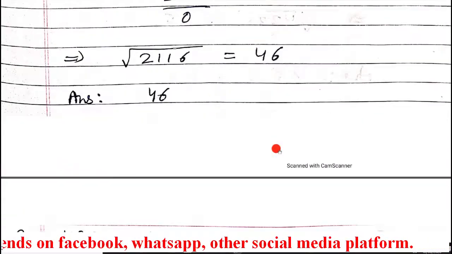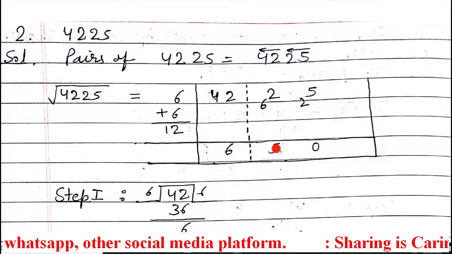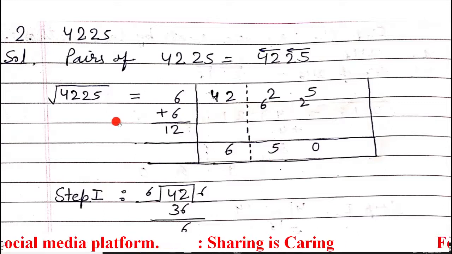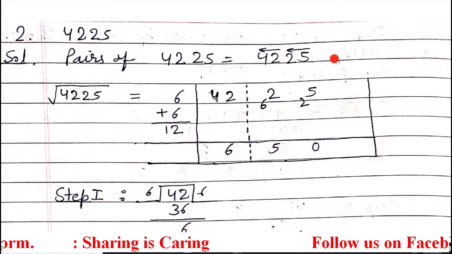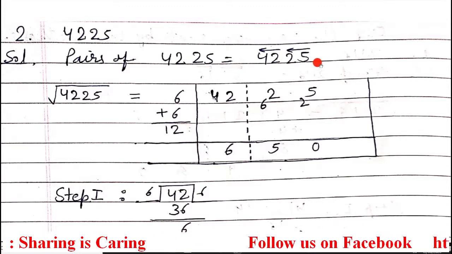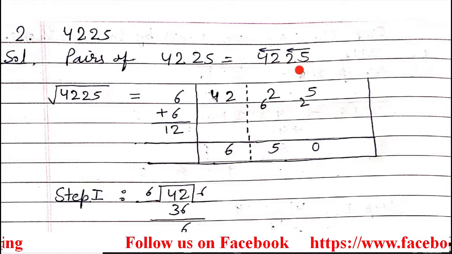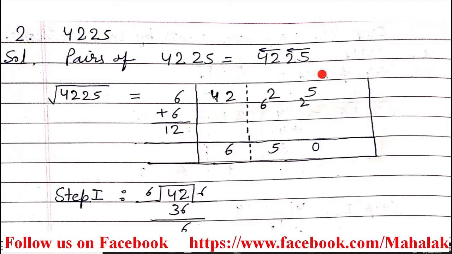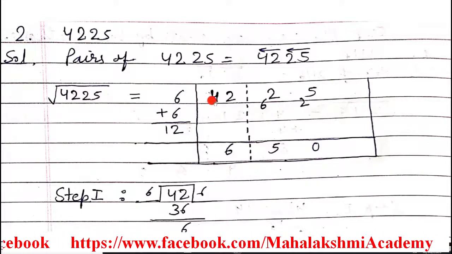Now we'll start the second question. It is also a 4-digit number. So when we do it, the method will be more clear. Before finding the square root, we have to make pairs from the units place. Make pairs of 2 digits because we are finding the square root. After making the pairs, we got 2 pairs. So make 3 sections: first section, second section and third section. In the first section, don't enter anything initially.